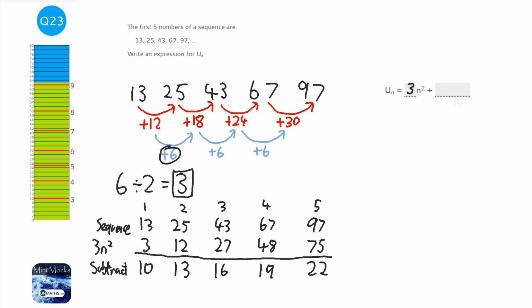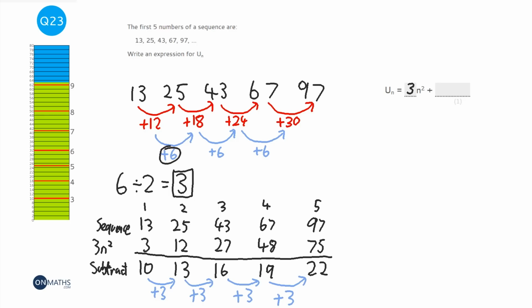Okay, now we end up with a little sequence here. We've got 10, 13, 16, 19, 22. Now we find the difference in that. So that's a plus 3, plus 3, plus 3, plus 3. Now that's a linear sequence. Now we've got to find the nth term of it.